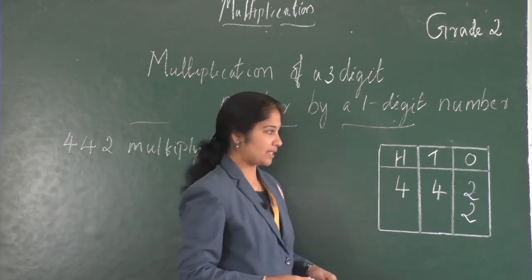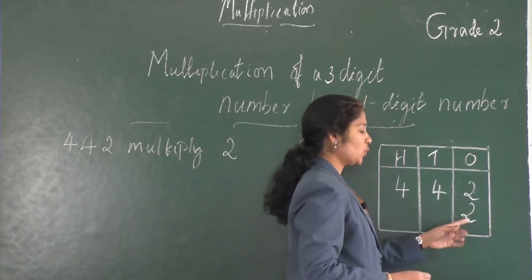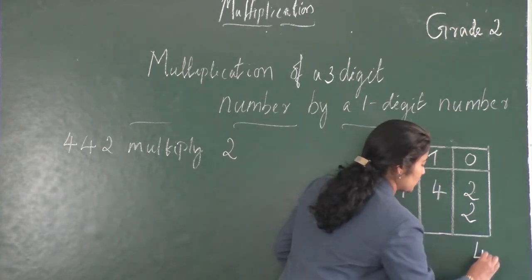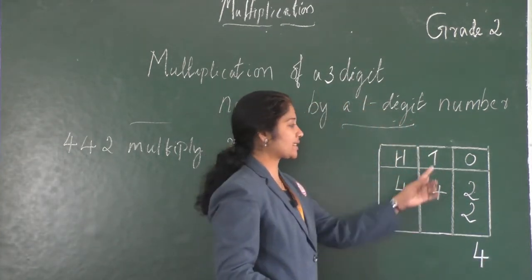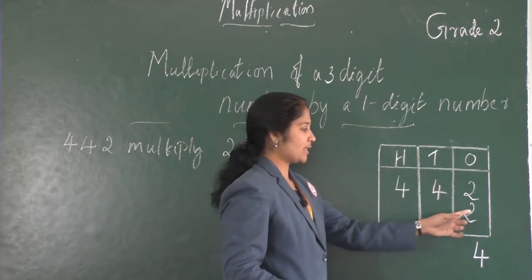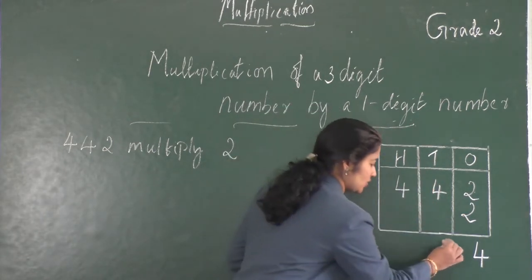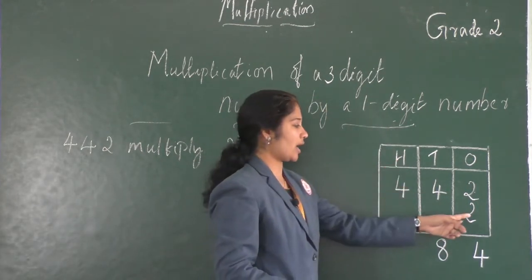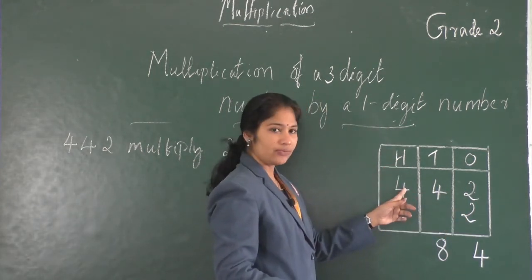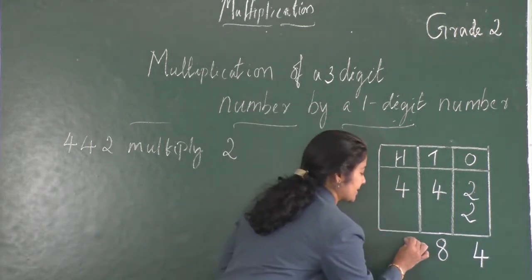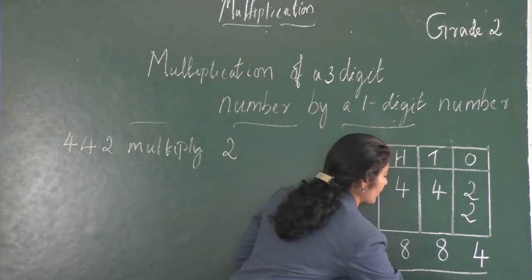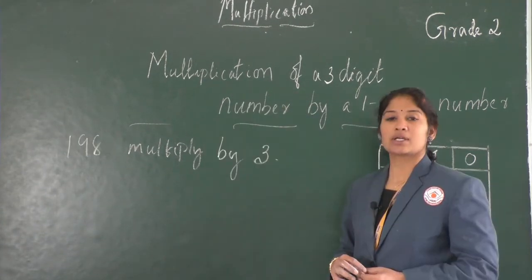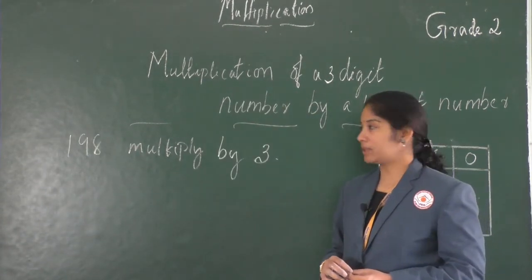Yes, ones place. Ones place we have 2 and 2. What is 2 into 2? Yes, 2 into 2, 4. Next which place? Tens place. 2 into 4, 8. Next which place? Hundreds place. Hundreds place we have 2 and 4. 2 into 4, yes, 8. So our answer is 884.